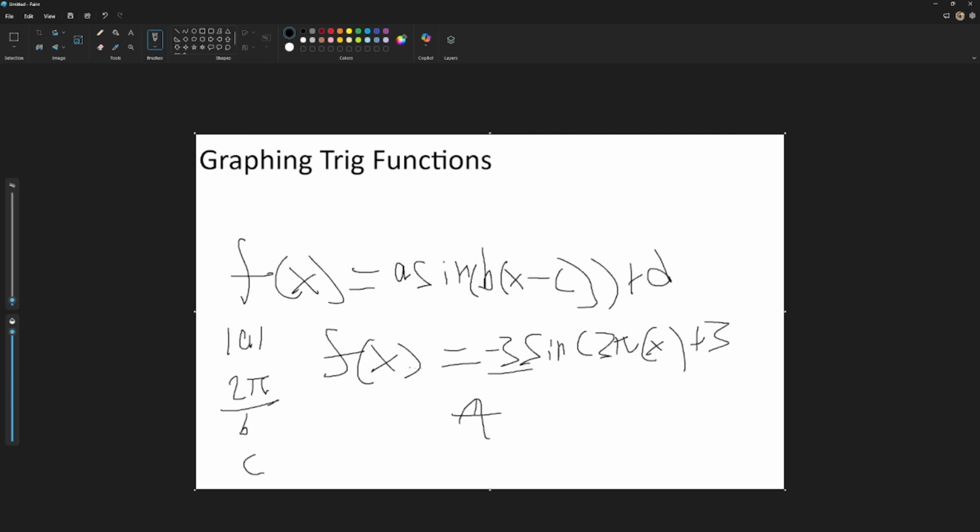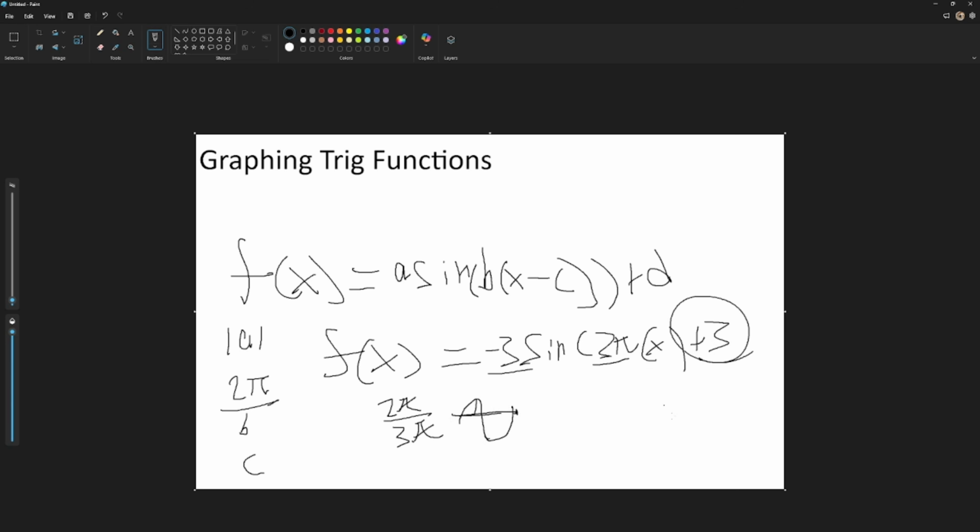Then our B value is 3 pi. So to get the wavelength or the period value for the function, you can do 2 pi over 3 pi, which gives us 2/3. So the period value is 2/3, so from here to here.